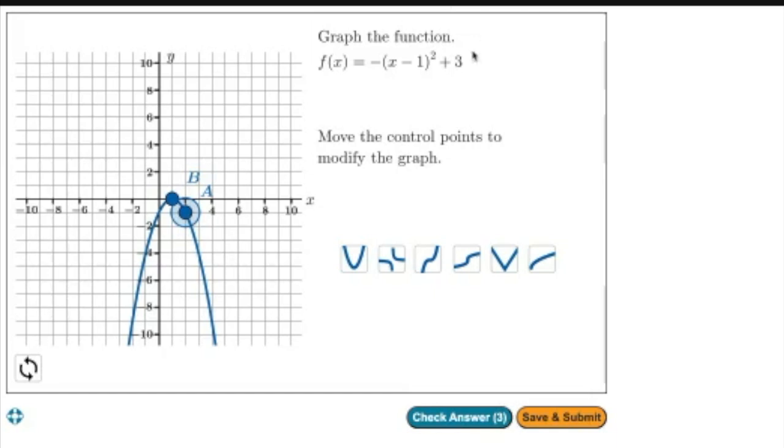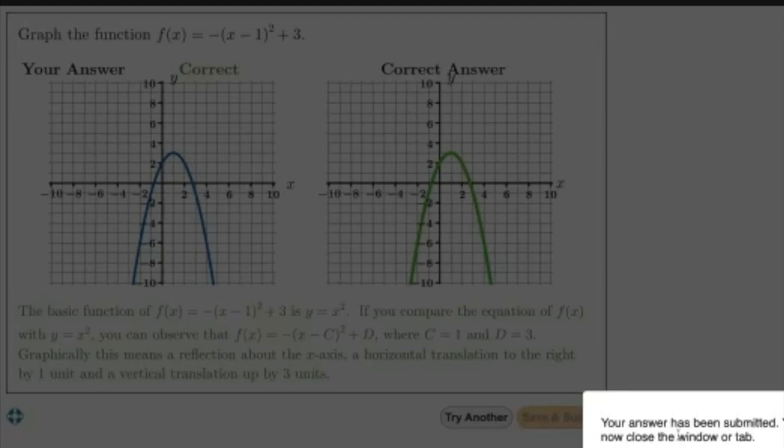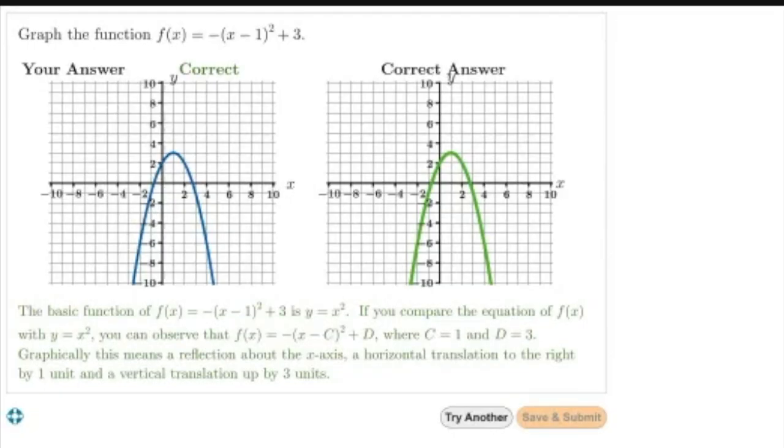And then finally, I look for a vertical shift. That +3 literally means +3. I don't have to think opposite. It's vertical. I don't have to think opposite. And that's it. Let's see. We got the right answer.